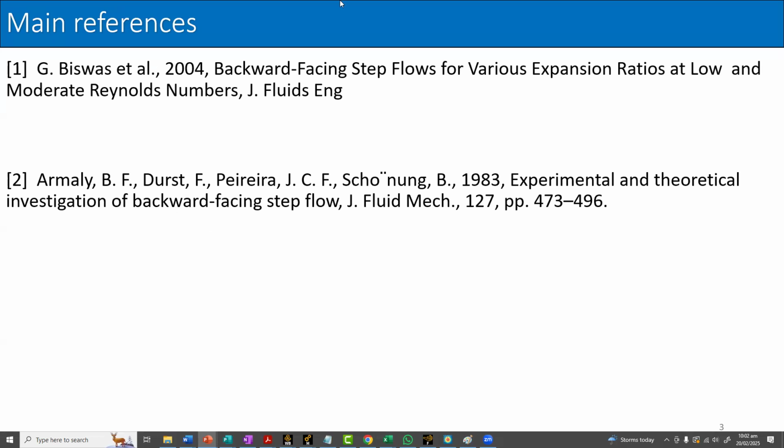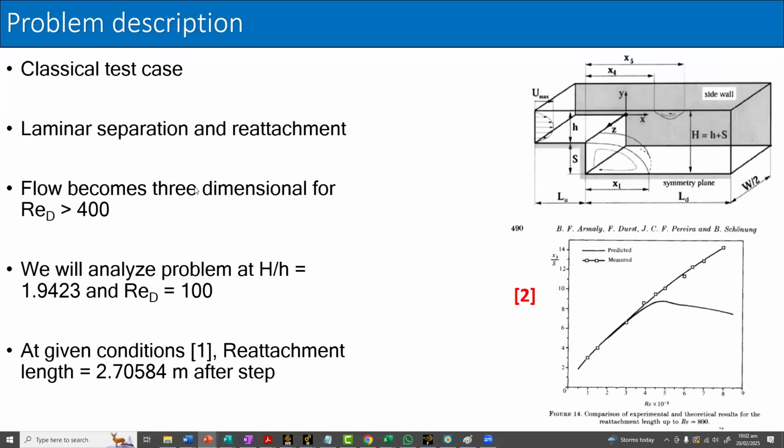And then afterwards, Biswas took the same case, but ran it for different expansion ratios. I will explain what the expansion ratio is. He published the paper in 2004, and mostly his work is on the CFD. So the experimental work was done earlier, and then the CFD work followed. But this is also very old work, like 20 years ago. So this is the picture from the Biswas paper.